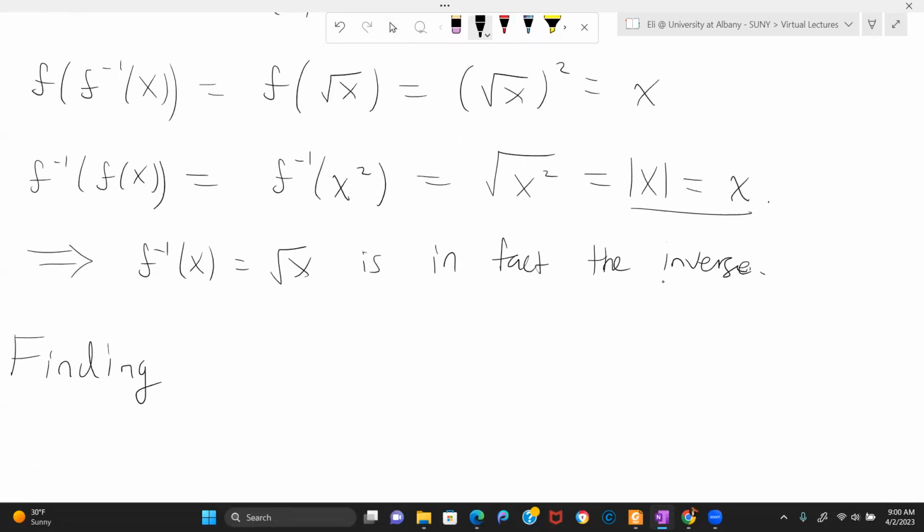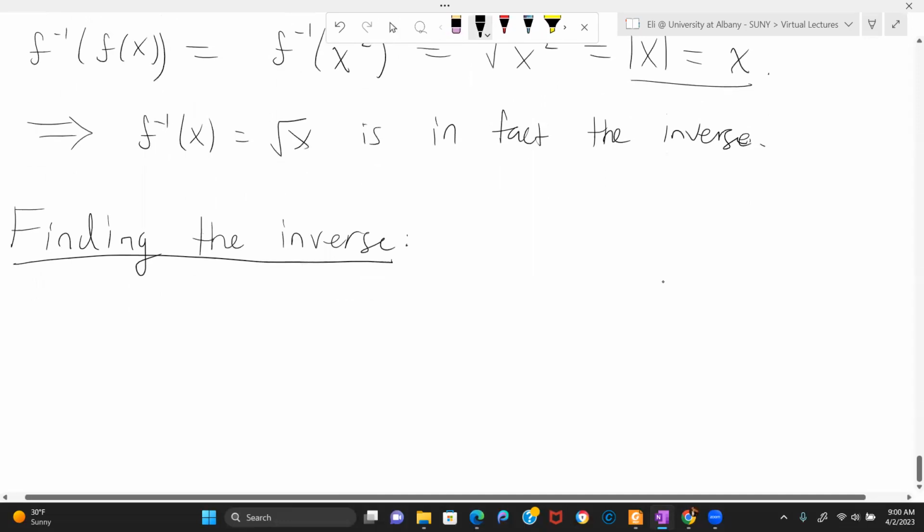But here's a more algorithmic way of finding the inverse. So there's three steps to finding the inverse. So the first step is this.